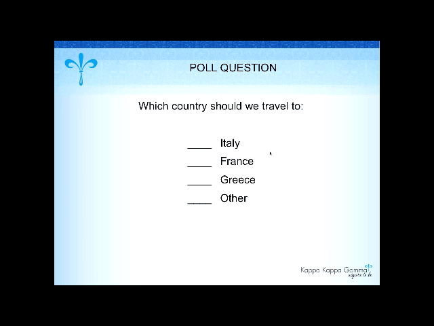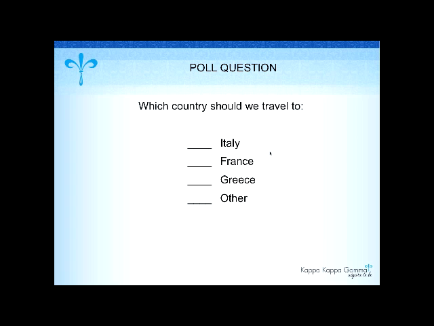So here's our next poll. Which country should we travel to? Italy, France, Greece, or other? Let's see if the poll works this time around, because it'll be fun to know. And it does. Ladies, you have 10 seconds to fill out your answer to the poll. I see 48%, 55% have voted, 58%. Let's get it up to 100%, ladies.